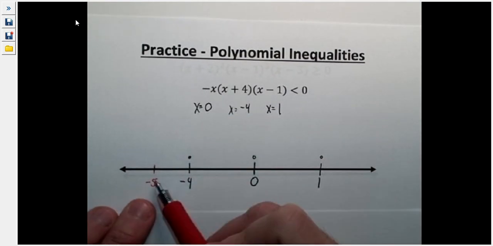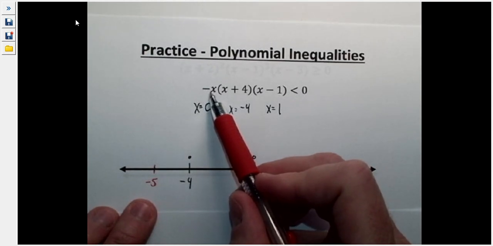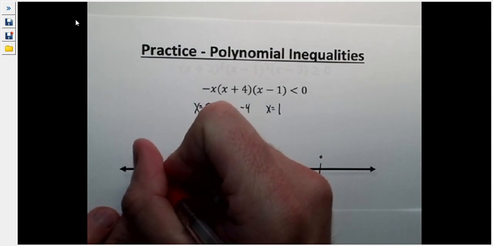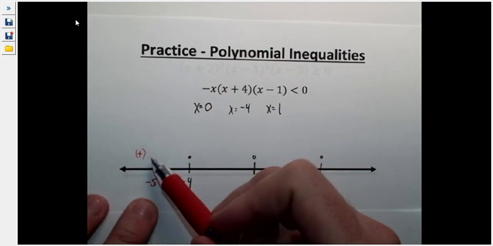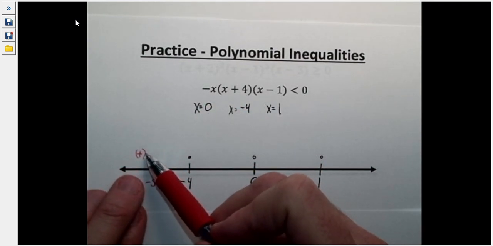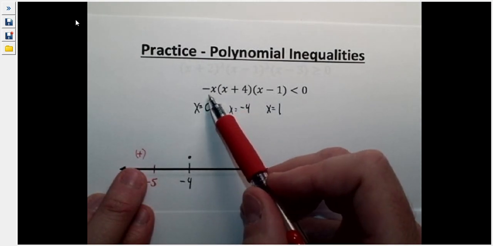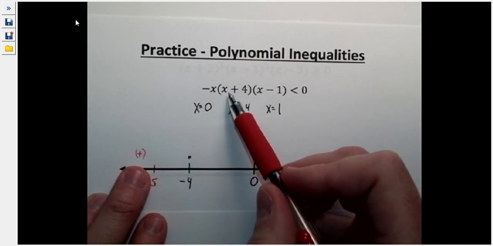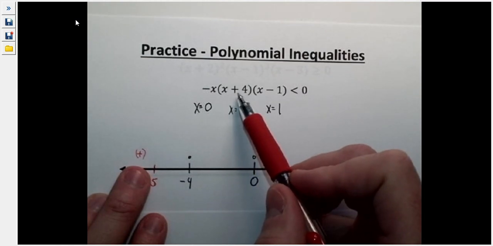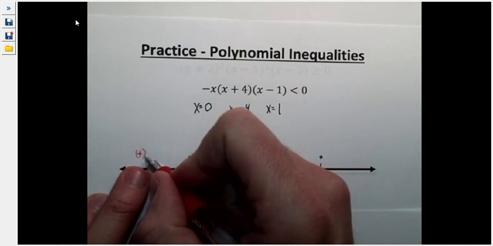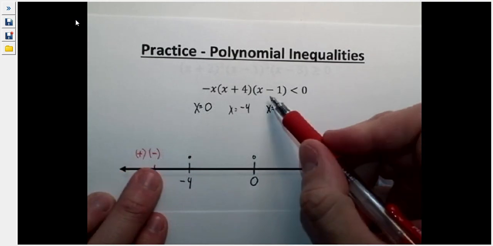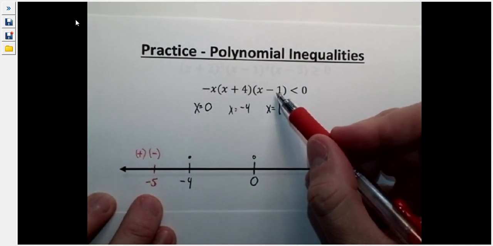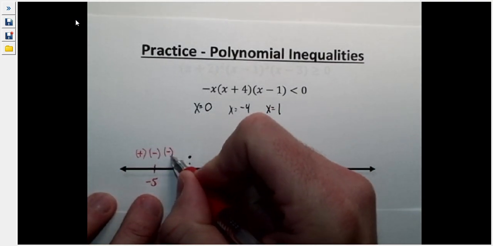When I plug -5 in here, -5, this makes it +5. So my first factor is positive. And again, I don't really care too much what the number is. I'm basically trying to find the sign of whatever the number is. So if I plug in -5, that makes it +5, so this factor is positive. When I plug -5 in here, -5 plus 4 is -1, so this number is negative. And -5 minus 1 is -6, so this number is negative.